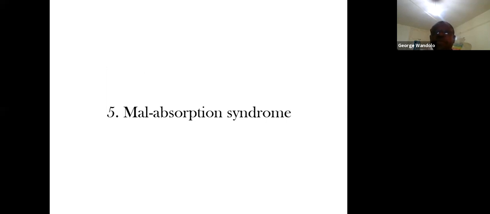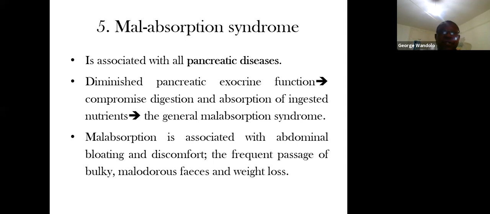The last syndrome in this group is malabsorption syndrome. The malabsorption syndrome is also a consequence of pancreatic diseases. It is associated with all pancreatic diseases, and all pancreatic diseases lead to diminished pancreatic exocrine function, which leads to compromise in digestion and absorption of nutrients, and this leads to general malabsorption. Okay, so anytime we have pancreatic insufficiency or inability of the pancreas to secrete the exocrine secretions, we have malabsorption.